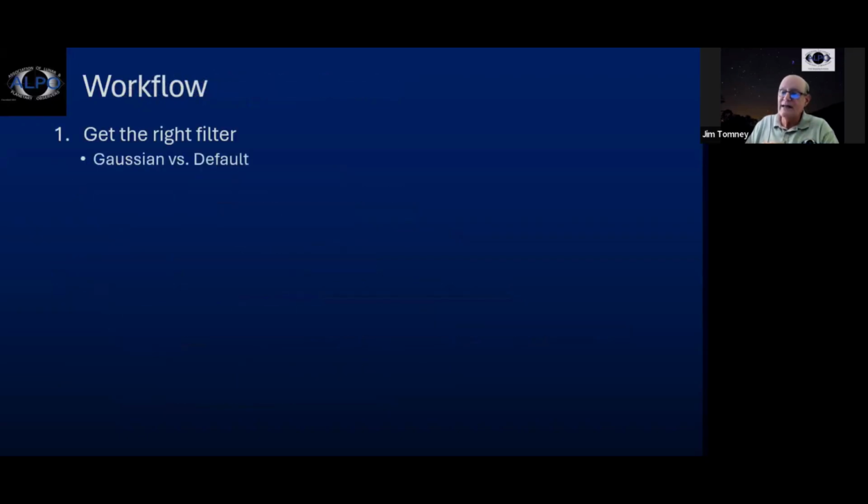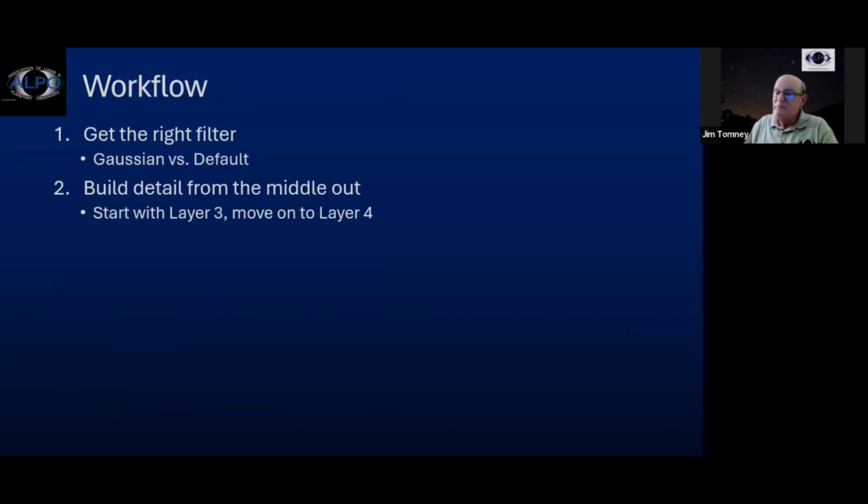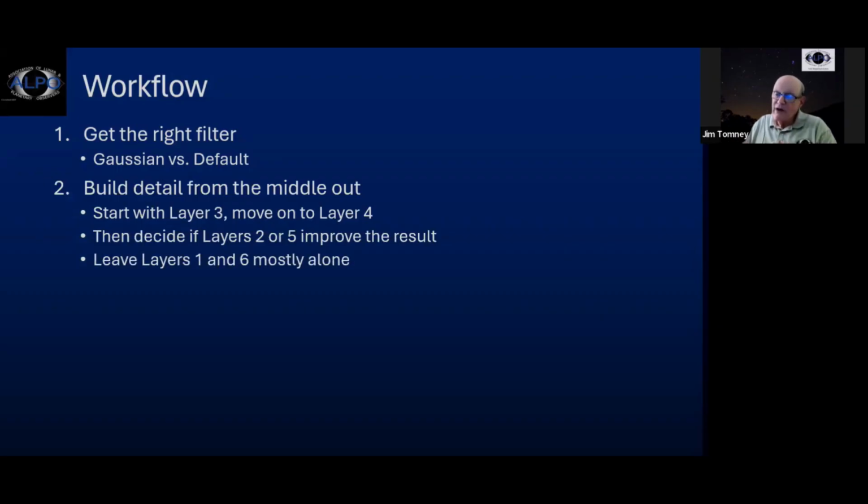So the workflow: you want to get the filter right. Pick which filter you think is going to do the best job, Gaussian or default. You want to build your detail from the middle out. So you want to start around layer 3, move on to layer 4 or layer 2, and then decide if other layers, by twiddling with the slider, improve the result. And again, I know I sound like a broken record at this point, leave layers 1 and 6 mostly alone.